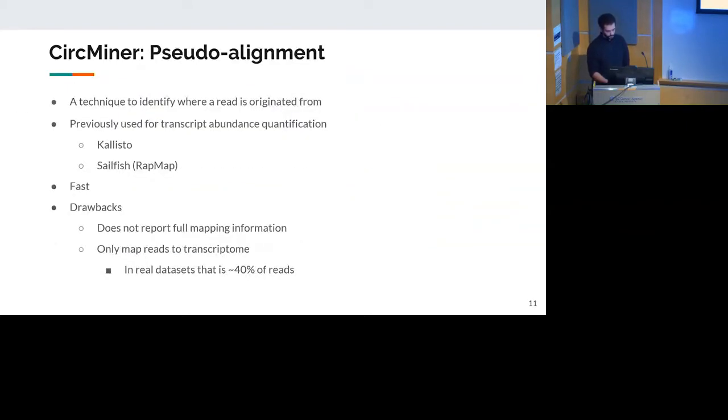So for the first stage, which was fast linear read filtration, we used the idea of pseudo-alignment, which was previously used for transcript abundance quantification in Kallisto and RapMap. This technique is really fast, but it comes with some drawbacks. For example, the way it was implemented in these studies, it did not report the full mapping information, and is only able to map the reads to the transcriptome and not the genome.